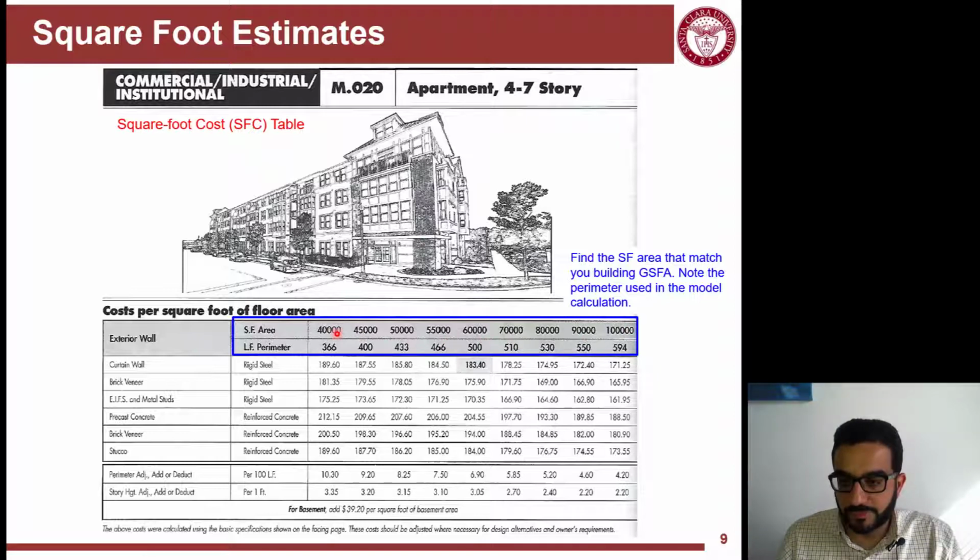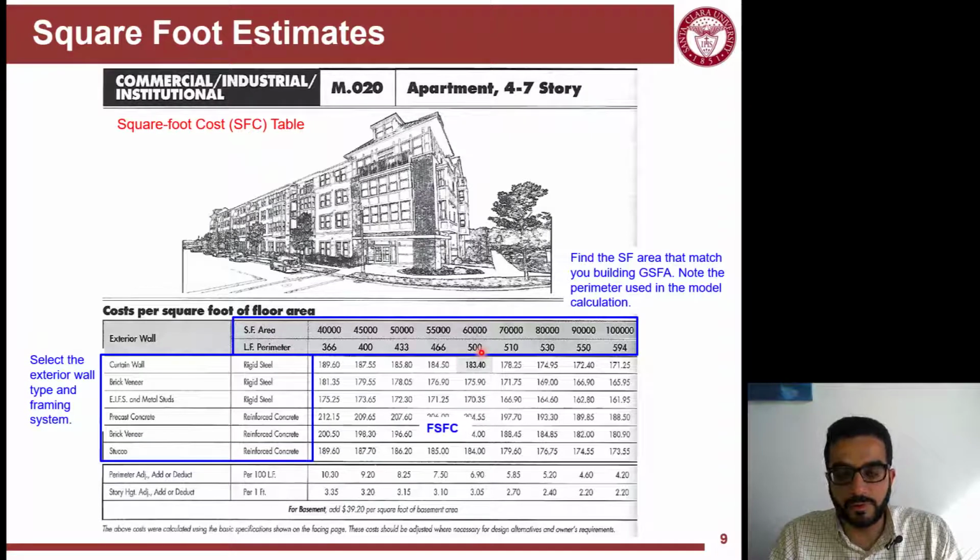Hopefully you are within. So if you're not exactly the same value, you can do approximation or interpolation between the values. These linear foot perimeter values are the ones that make sense with this area. So if you have a weird shape building with a lot of corners, you will have a different perimeter than this, and this should be increasing your cost. So we'll see how to adjust for perimeter. But typically a 60,000 square foot area building will have around 500 linear foot perimeter.